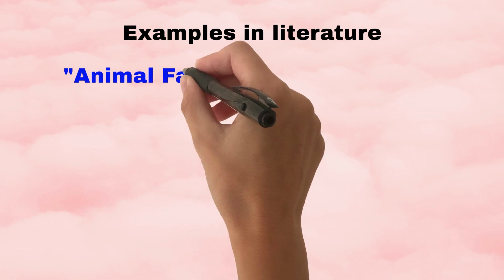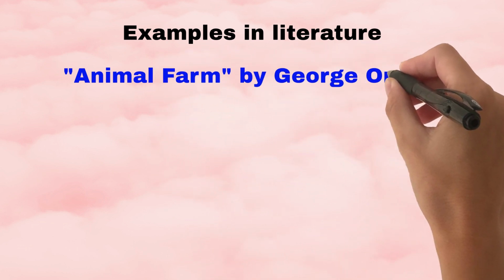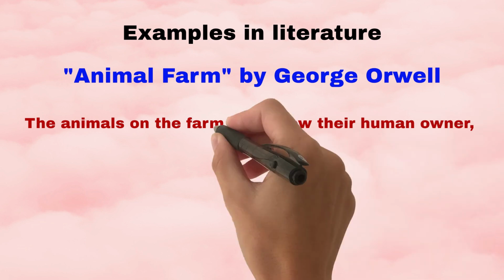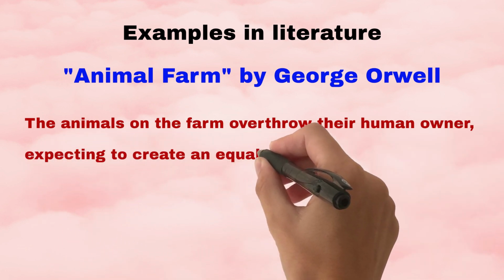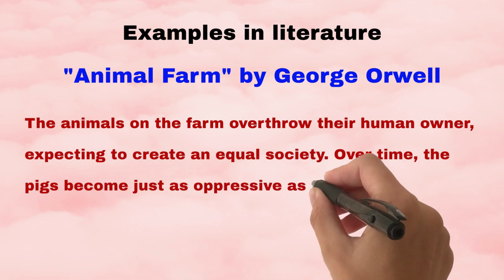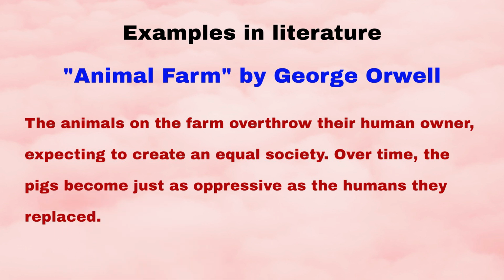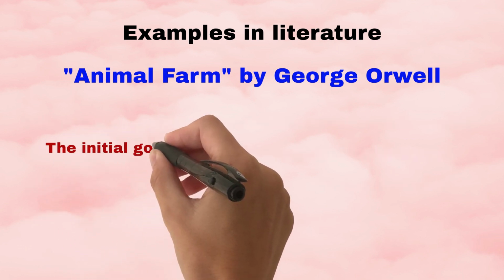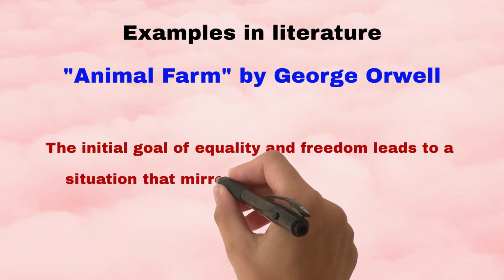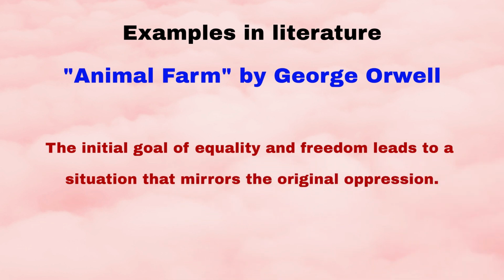Next example is Animal Farm, by George Orwell. The animals on the farm overthrow their human owner, expecting to create an equal society. Over time, the pigs become just as oppressive as the humans they replaced. The initial goal of equality and freedom leads to a situation that mirrors the original oppression.